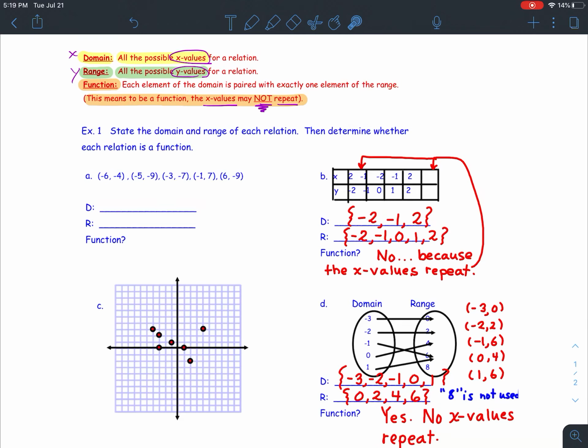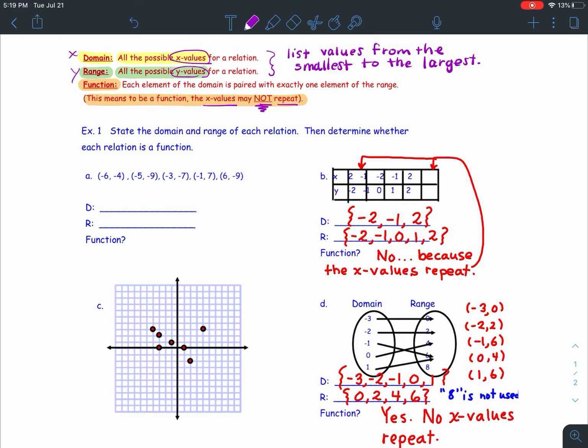One thing I do just want to mention back up here at the top is you're going to be asked to state the domain, state the range, and then state yes or no, whether each of these are functions or not. When you are listing the domain and the range, you always want to list these values from the smallest to the largest. We always want to order them from least to greatest.